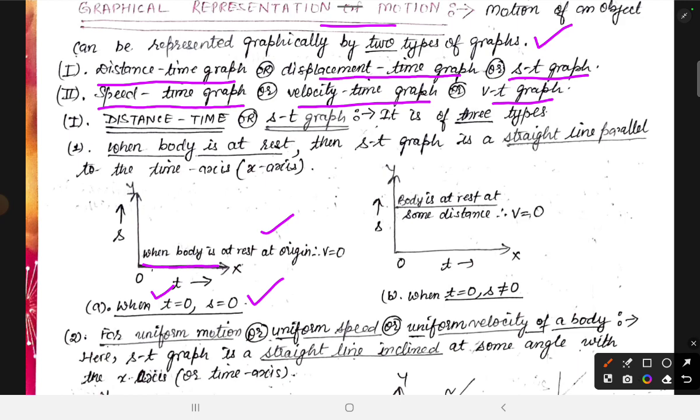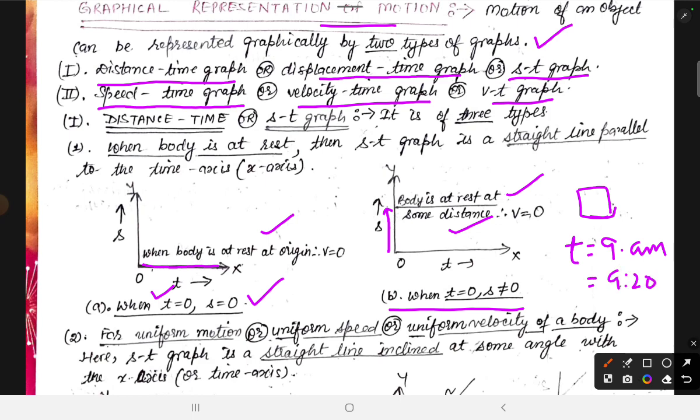Then in the second graph, time is 0 and the distance is not equal to 0. That means the distance is moved but the time is not equal to 0. Time is also moved. So the body is at rest at the same distance. Suppose an object is kept here at 9 a.m. At 9:20 also you find the object is kept here only. So there is no change of the object's position, but the time is changing. So the body is still at rest.